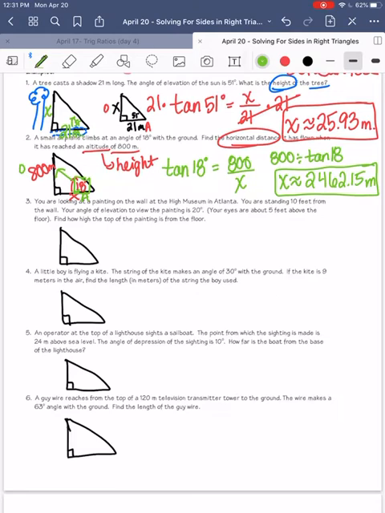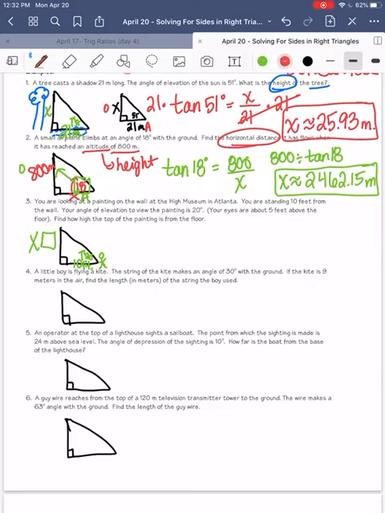Okay. You are looking at a painting on the wall at the High Museum in Atlanta. You are standing 10 feet from the wall. So we're standing here, and the painting is here. 10 feet from the wall, so that's like the base. Our 10 is going to go down here. Your angle of elevation, so we're looking up, is 20 degrees. Your eyes are about 5 feet above the floor. Find how high the top of the painting is from the floor. So we're trying to find X over here.